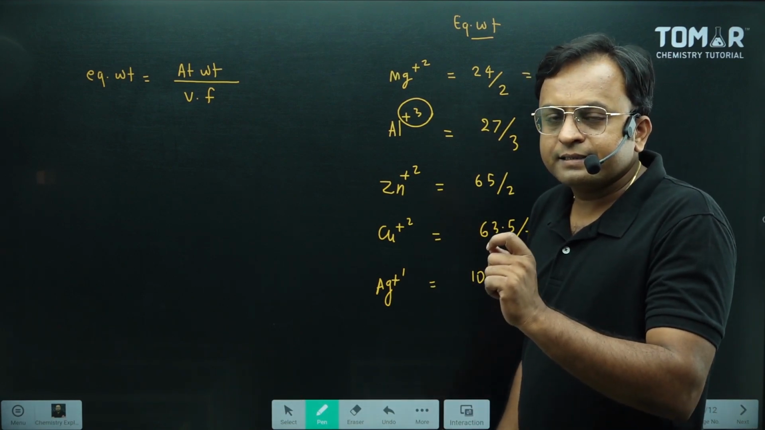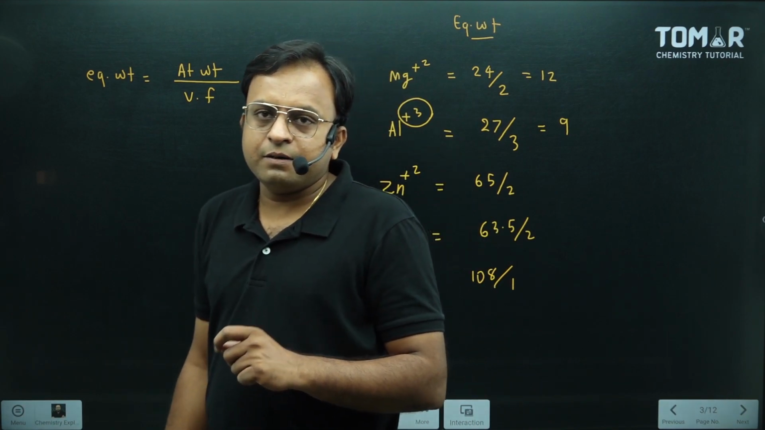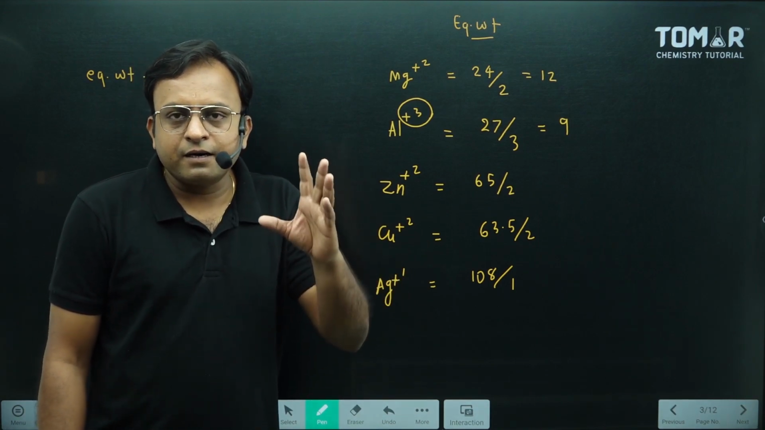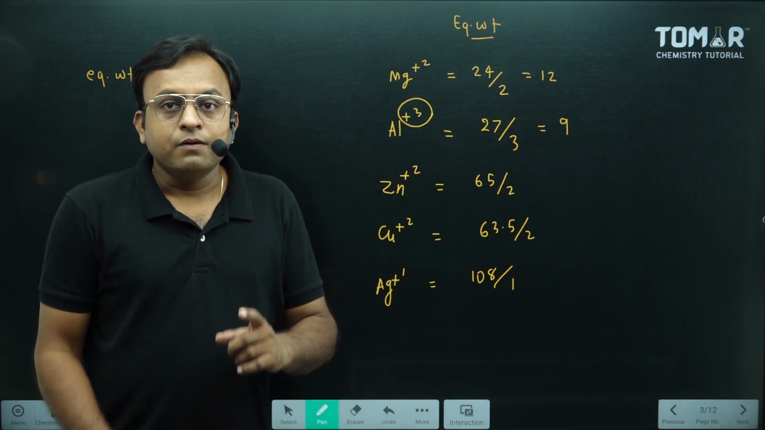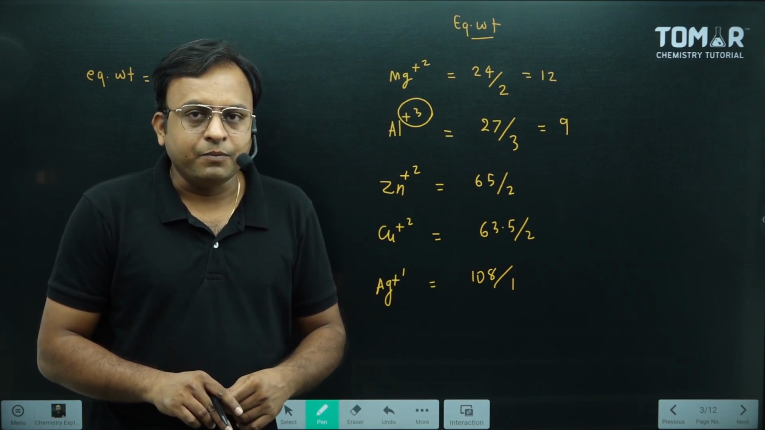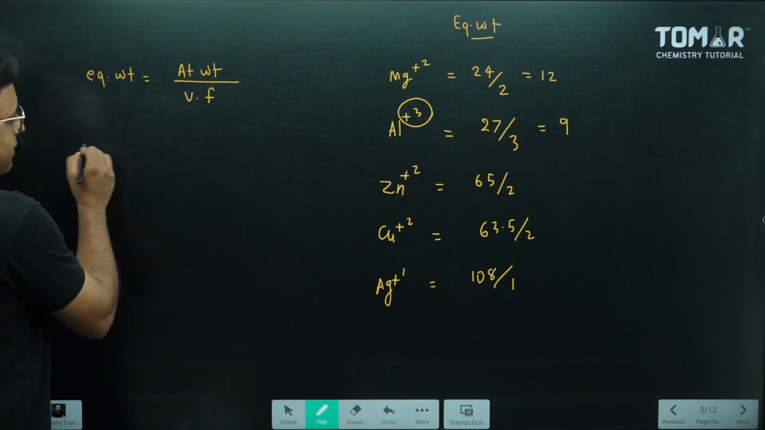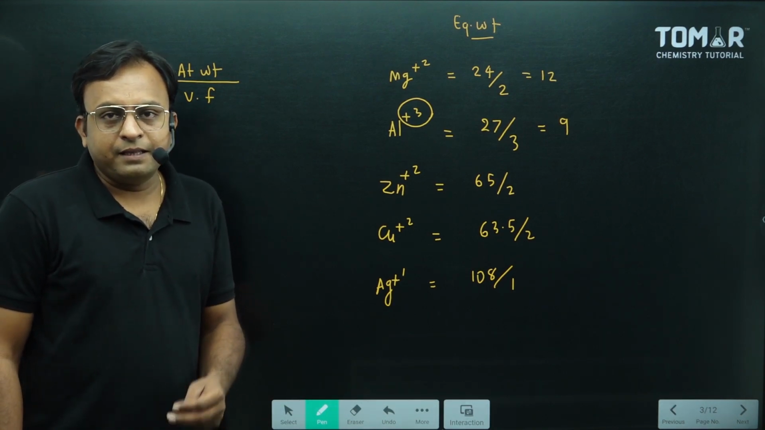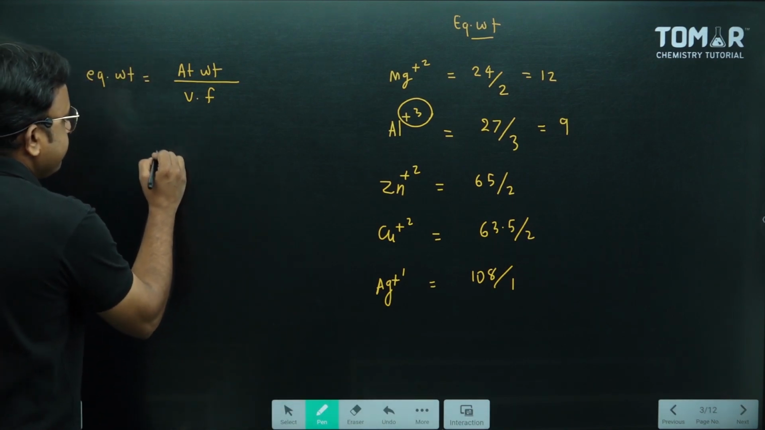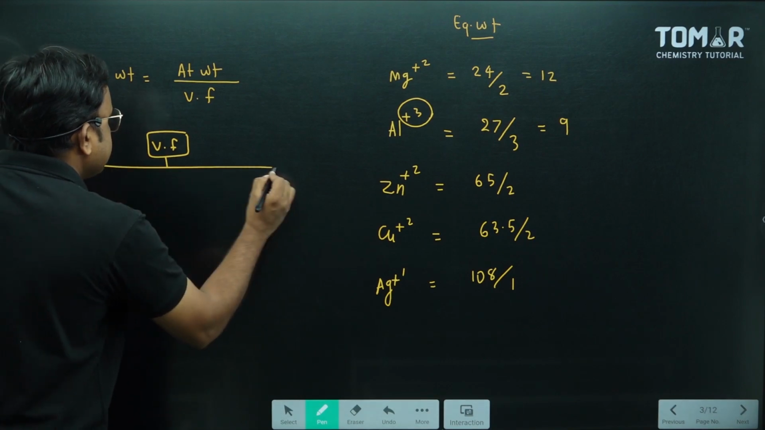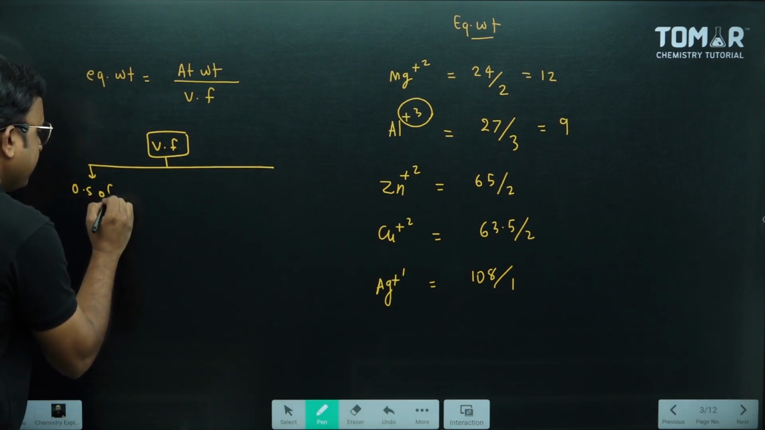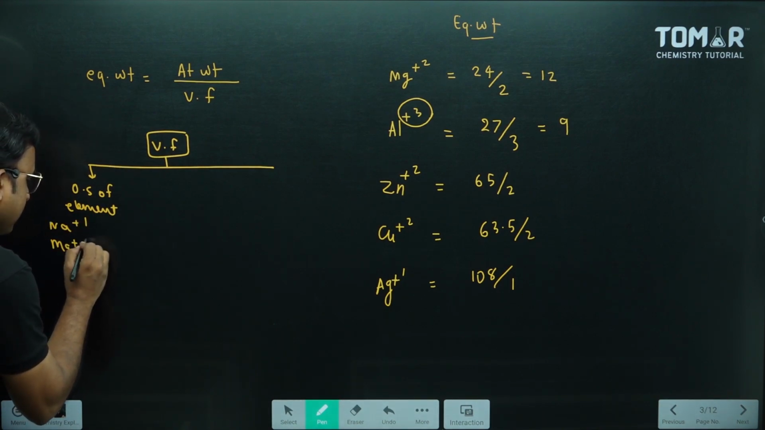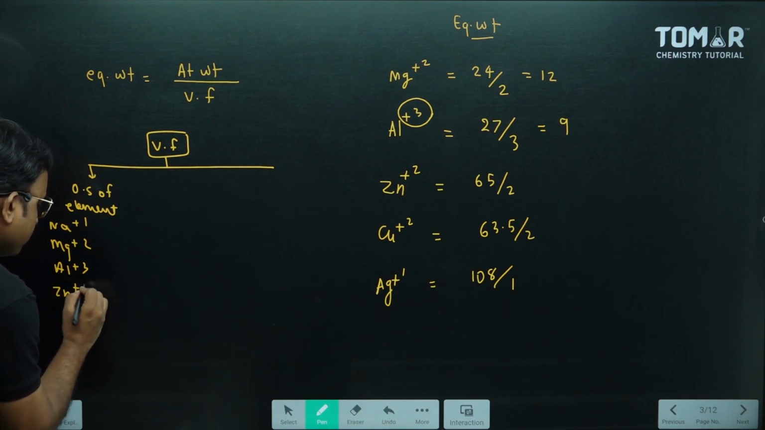So what Faraday says is that 1 faraday of electricity will deposit 1 equivalent of any metal. If you pass 1 faraday of electricity, 1 mole of electrons, through the solution, 1 equivalent weight of any metal will deposit. Now we can find the valency factor in 3 ways. First, the oxidation state of the element. Sodium is plus 1, magnesium is plus 2, aluminium plus 3, zinc plus 2, copper plus 2.